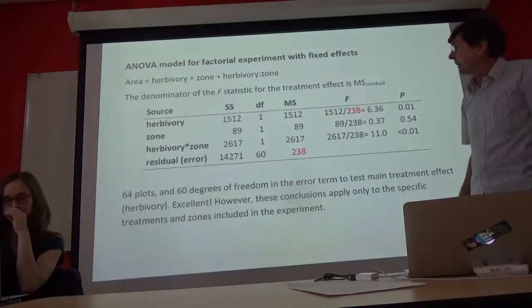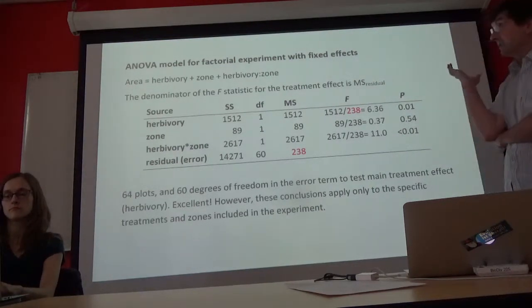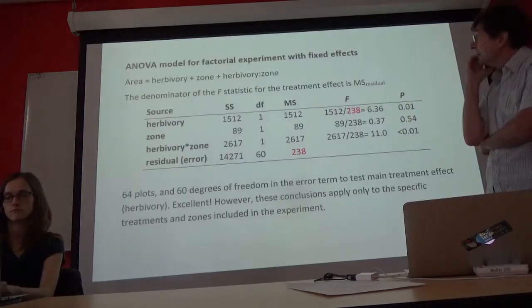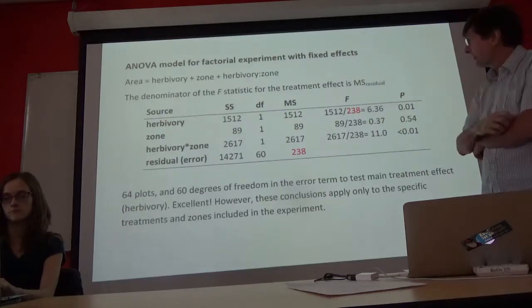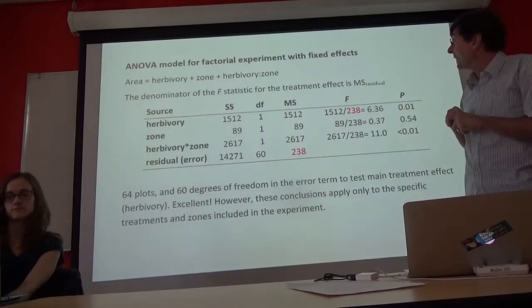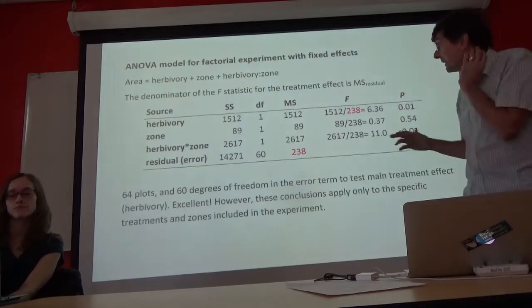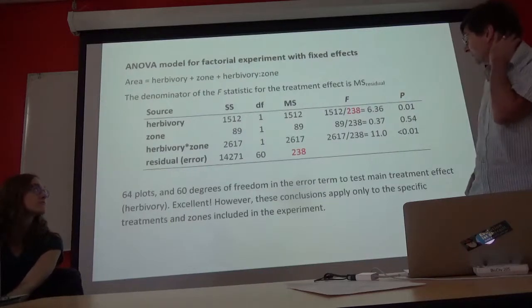And the typical way in which we analyze such experiments is using LM, as I said, in R. And in the old days, before R, and when we did a lot of our statistics by hand, we would set up these ANOVA tables, and there would be formulas to calculate sums of squares and degrees of freedom and so on.